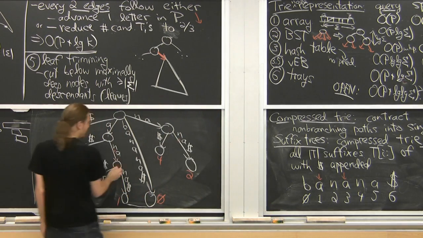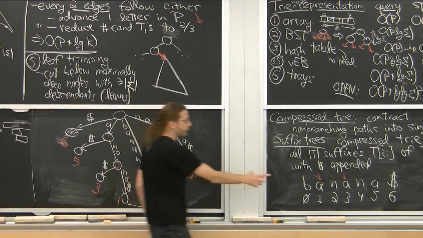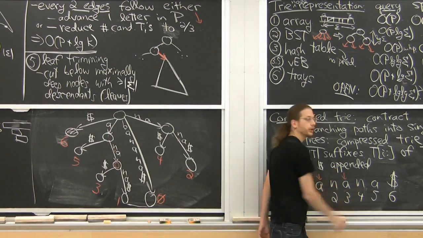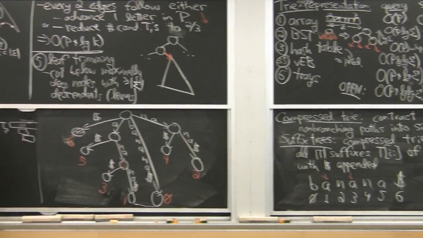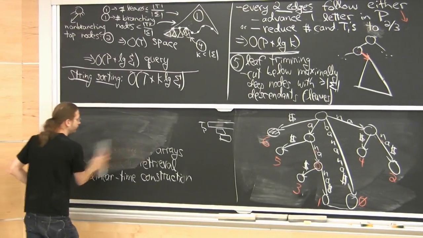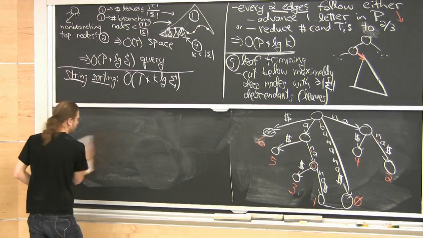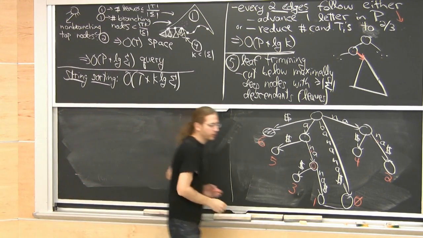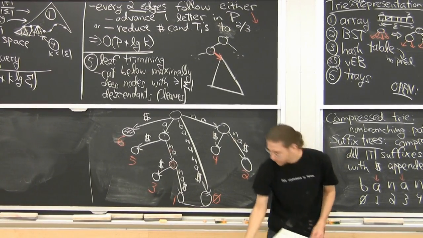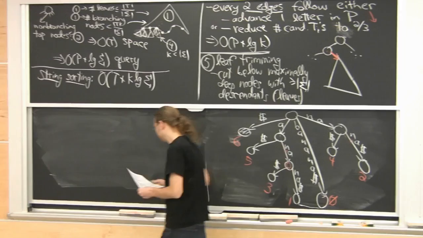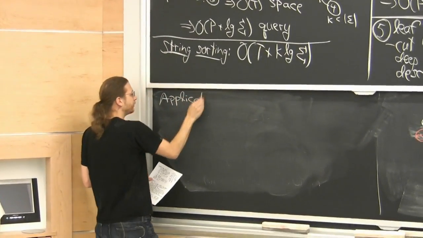If I search for ANA, I would get here, and then these are the 2 occurrences of ANA, and they actually overlap each other. There's this one and this one. So this is a great data structure. It solves what we need. It solves substring searching. So this is applications of suffix trees.